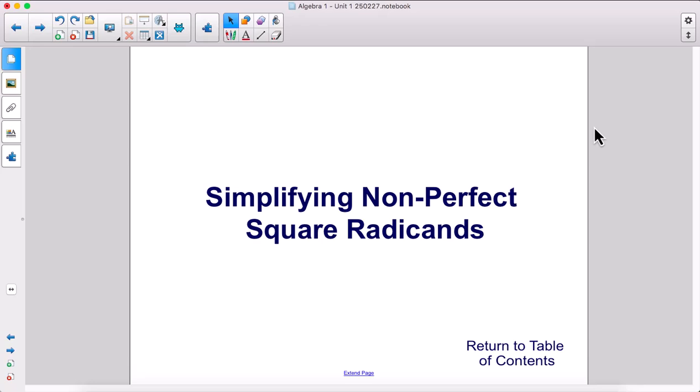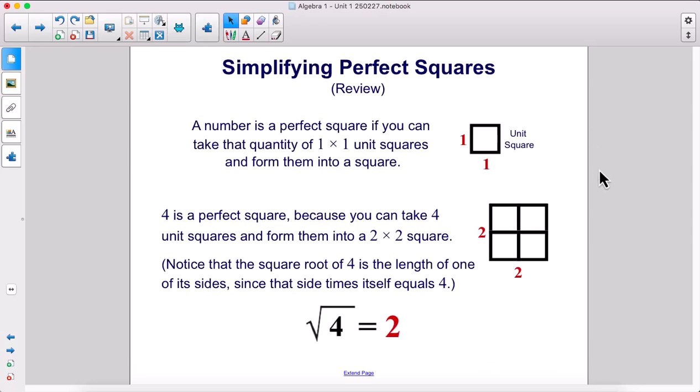Simplifying non-perfect square radicands. Here's a review of simplifying perfect squares. A number is a perfect square if you can take that quantity of 1 by 1 unit squares and form them into a square. 4 is a perfect square because you can take 4 unit squares and form them into a 2 by 2 square. Notice that the square root of 4 is the length of one of its sides, since that side times itself equals 4. So the square root of 4 is 2.